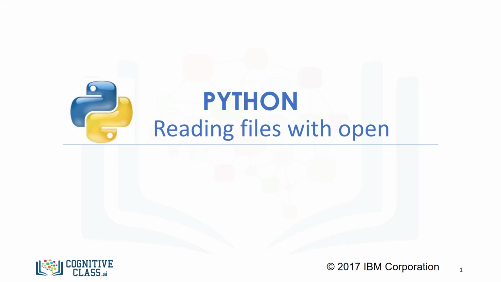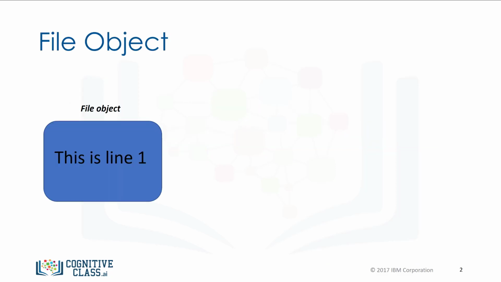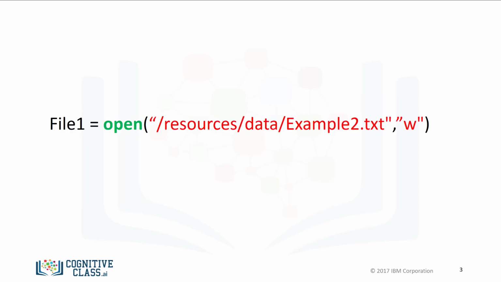In this section, we will use Python's built-in open function to create a file object and obtain the data from a txt file. We will use Python's open function to get a file object. We can apply a method to that object to read data from the file. We can open the file example1.txt as follows.